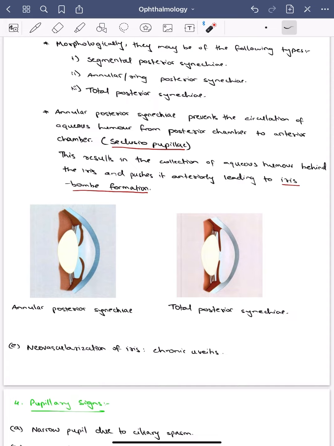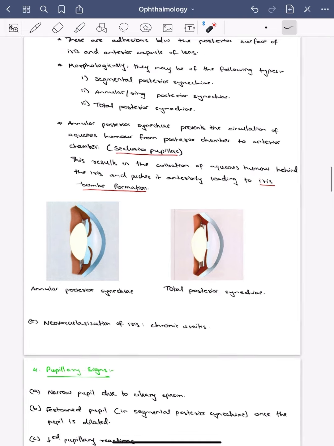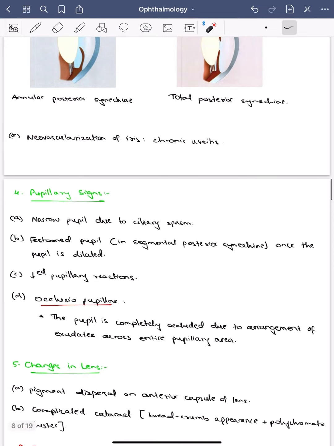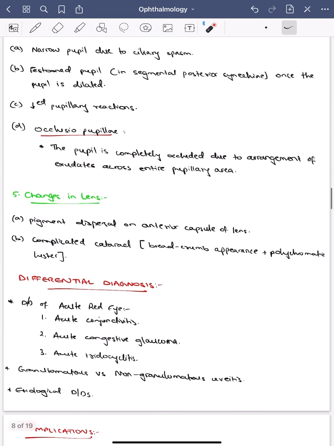Okay, that is because of the annular posterior synechiae, the flow of aqueous humor from posterior to anterior chamber is blocked. So that is seclusio pupillae, and in seclusio pupillae we also see iris bomb formation. So these are the pupillary signs: narrow pupil due to ciliary spasm, festooned pupil, decreased pupillary reaction, and occlusio pupillae may be seen. Now the changes in the lens.